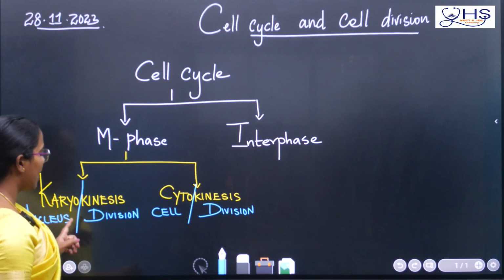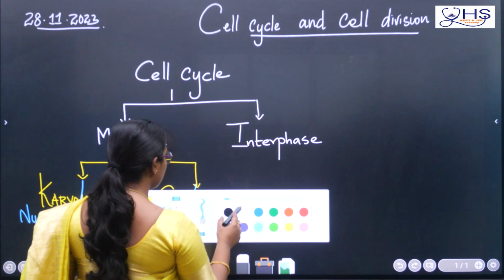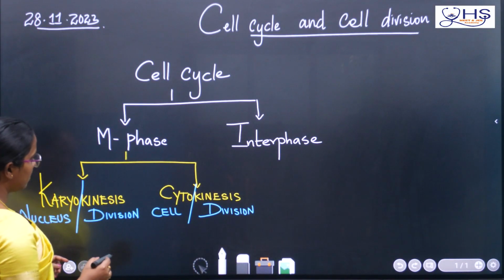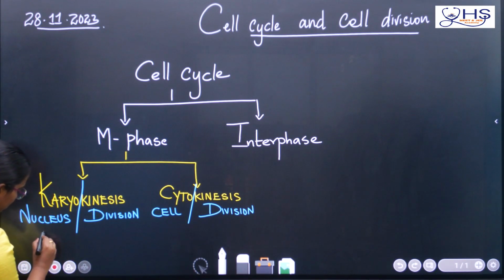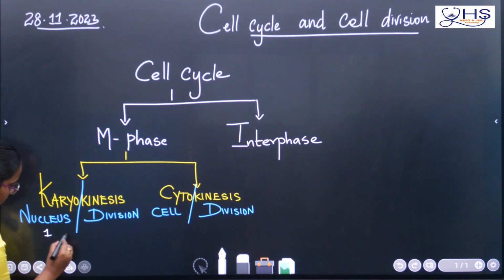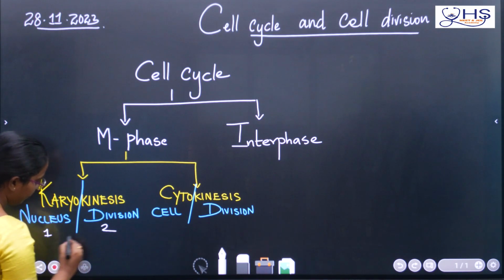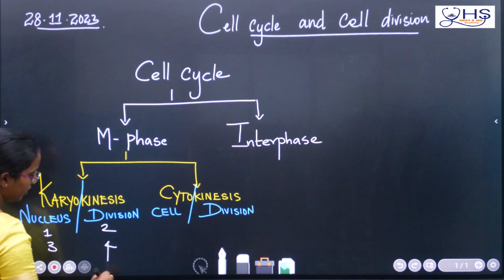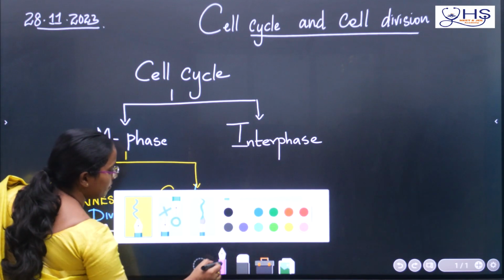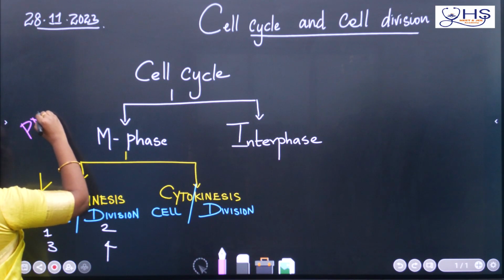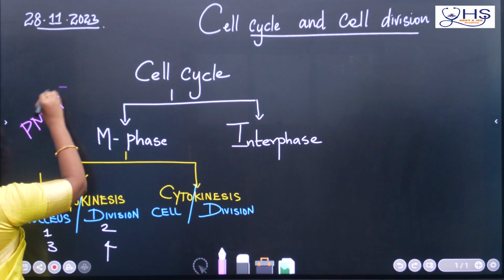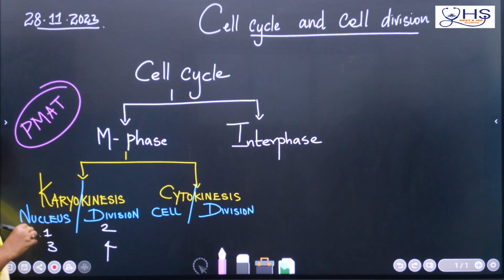Now, once again in karyokinesis, we have how many phases? Four phases. Here I can write the short form. 1, 2, 3, 4. What are the 4 phases? PMAT. How to remember that? PMAT is the key to remember the steps in karyokinesis.